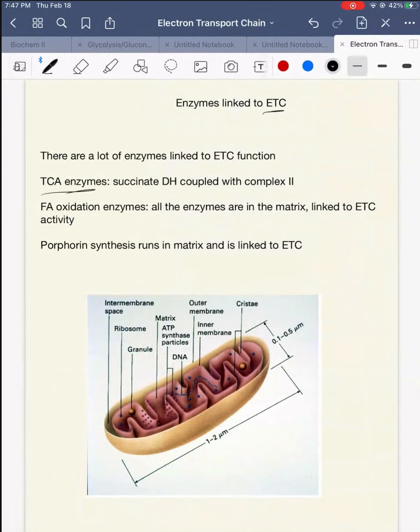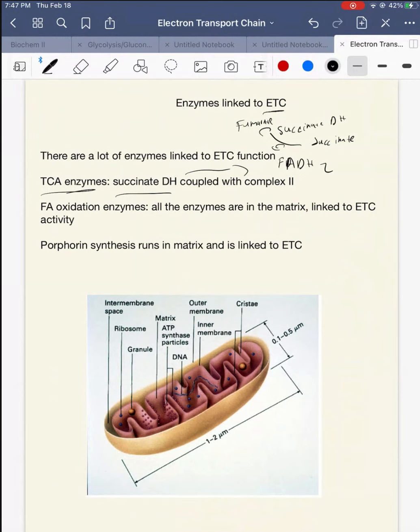Remember in TCA we talked about succinate dehydrogenase. That is usually coupled with complex 2. So you have the succinate, and then you go into succinate dehydrogenase, and then you make fumarate. And this reaction produces FADH2, and that can actually enter complex 2 and function in the electron transport chain. So that's one way it's linked to the electron transport chain.